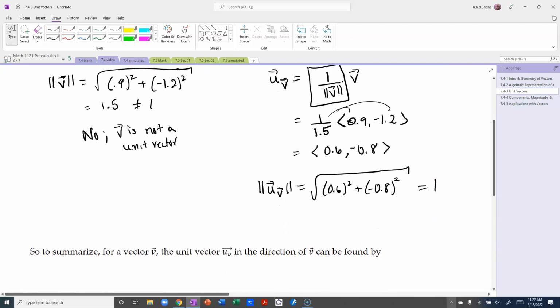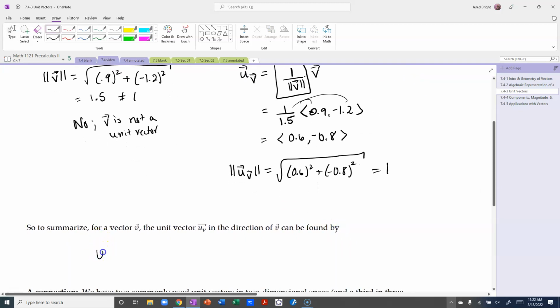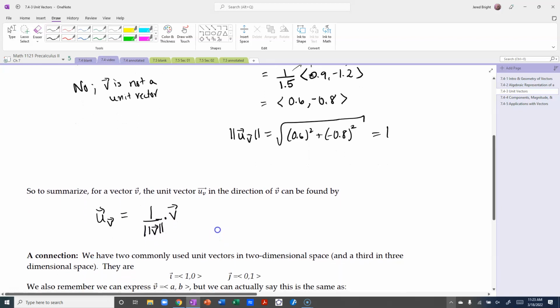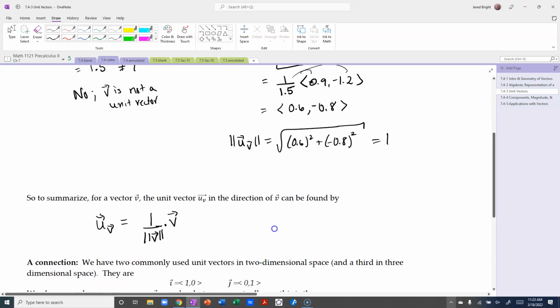To summarize, how did I find a unit vector given a different vector? The unit vector in the same direction as the given vector, that's what that notation means. We find that by taking the vector we're given and multiplying by 1 over its magnitude. That's the general idea of how to find a unit vector.